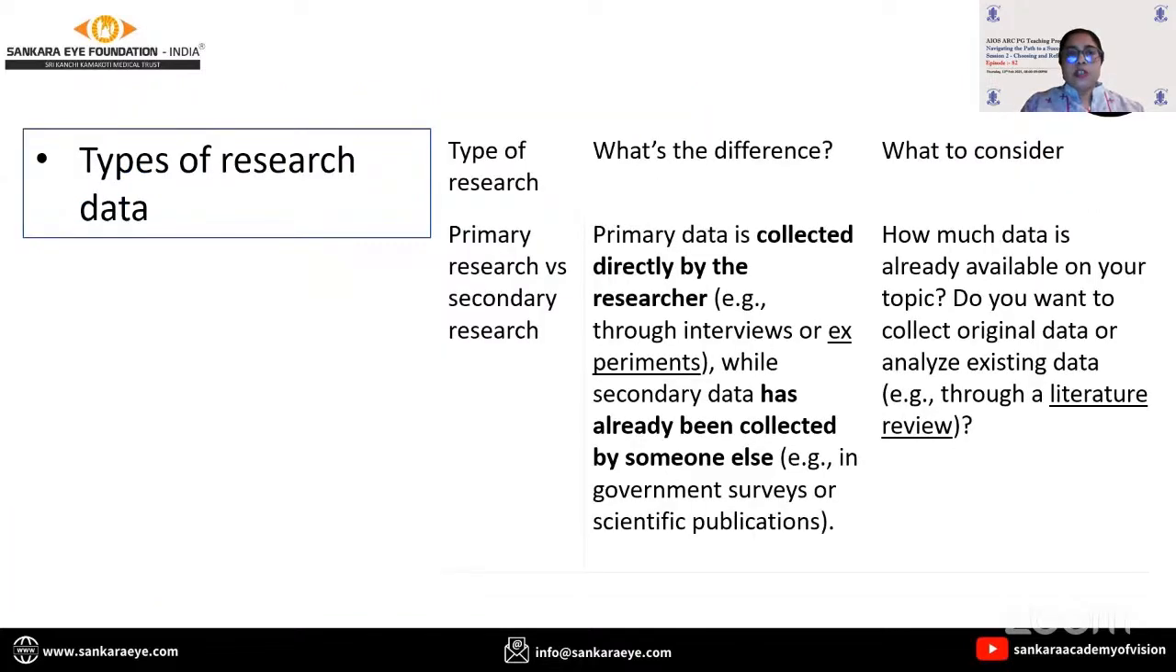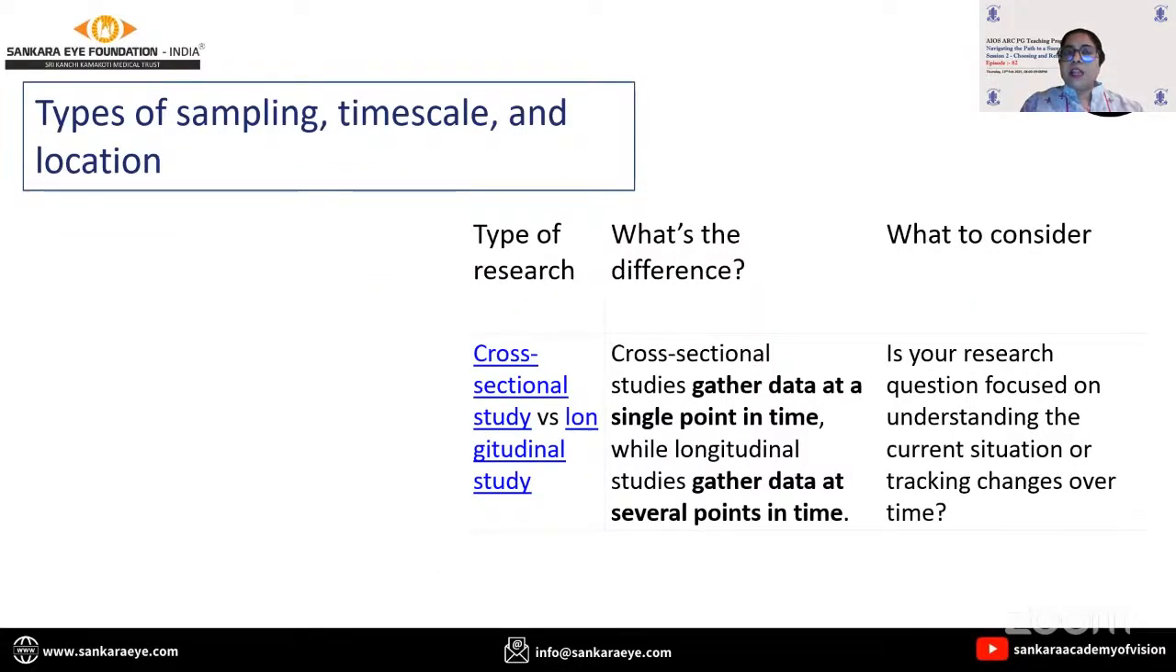Next is, what is the research data which you're deciding to get, whether it's a primary research or a secondary research, whether your data is collected directly by the researcher or it is being utilized, which is collected by other groups or government surveys or any of the publications already existing. Of course, the sampling, timescale and location become very important. As it was rightly pointed out, probably a cross-sectional study many a time is much easier for a postgraduate student considering the time frame which is available. So what kind of sampling are you going to do?